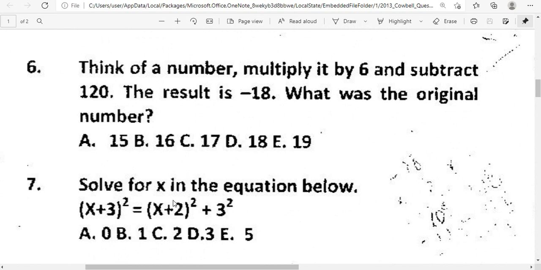Number 6. Think of a number, multiply it by 6, and subtract 120. The result is -18. What was the original number? Solve, please. 1 minute.